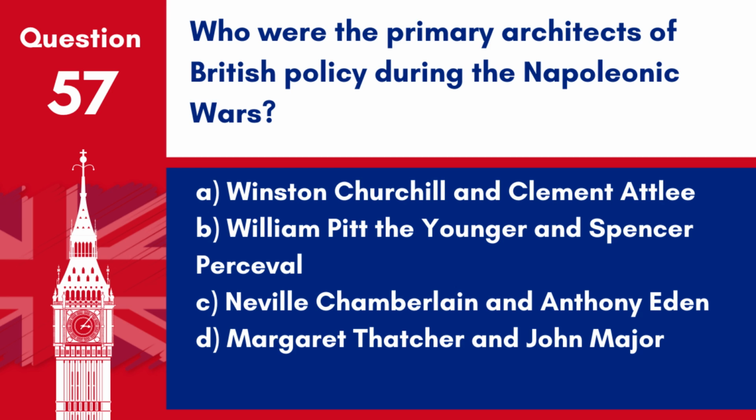Question 57. Who were the primary architects of British policy during the Napoleonic Wars? A. Winston Churchill and Clement Attlee. B. William Pitt the Younger and Spencer Perceval. C. Neville Chamberlain and Anthony Eden. D. Margaret Thatcher and John Major.